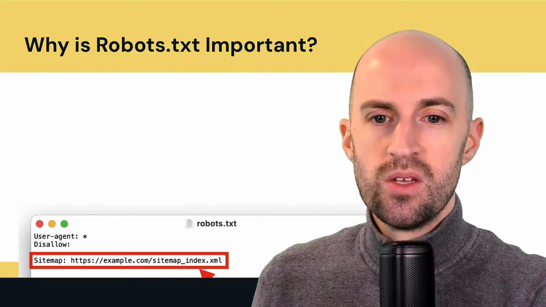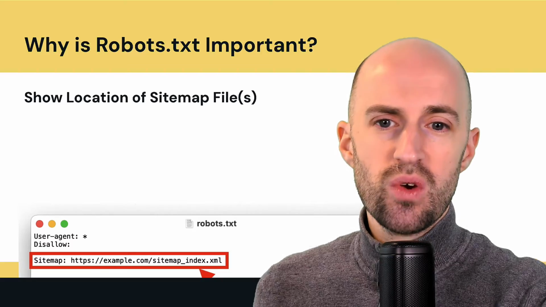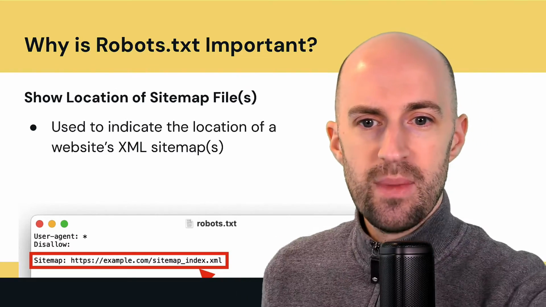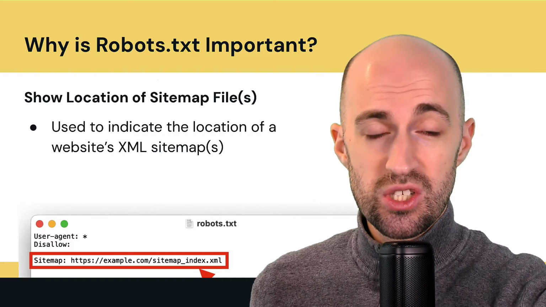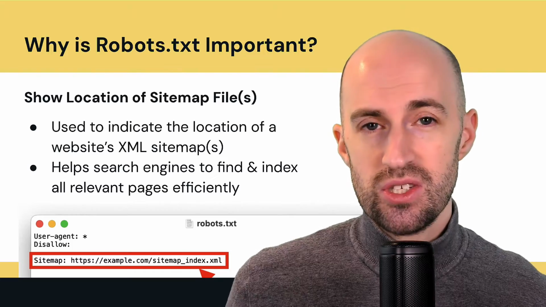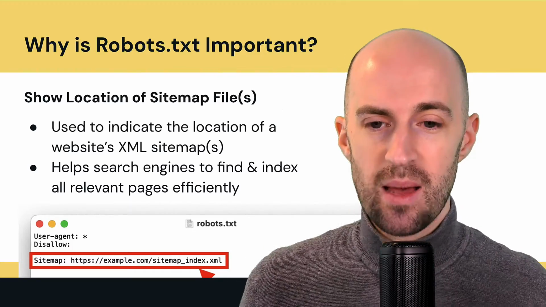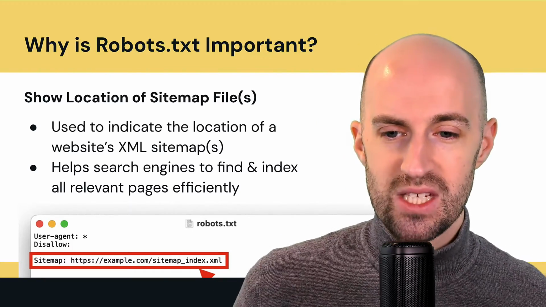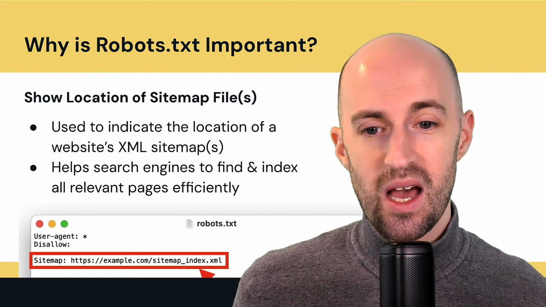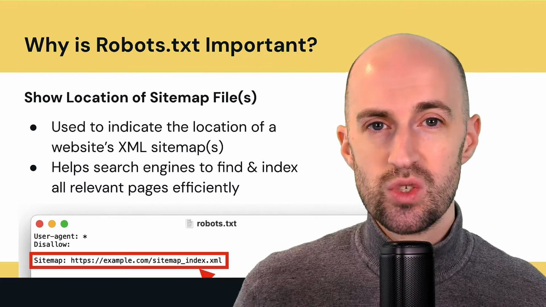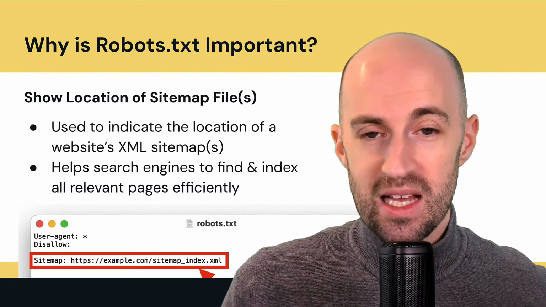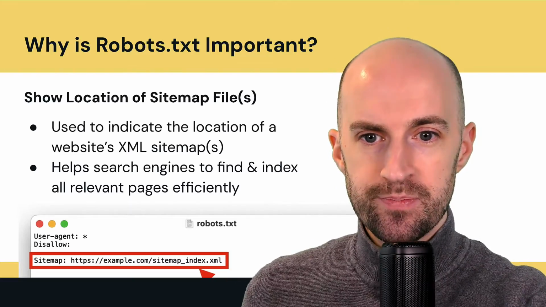So it also shows the location of a sitemap file, the XML sitemap. And basically this helps search engines discover pages on your site and index those pages efficiently. So here's an example of a robots.txt file, and there's a sitemap line here that basically tells the search engines or the bot, the spider, where the sitemap or sitemap index file is located.